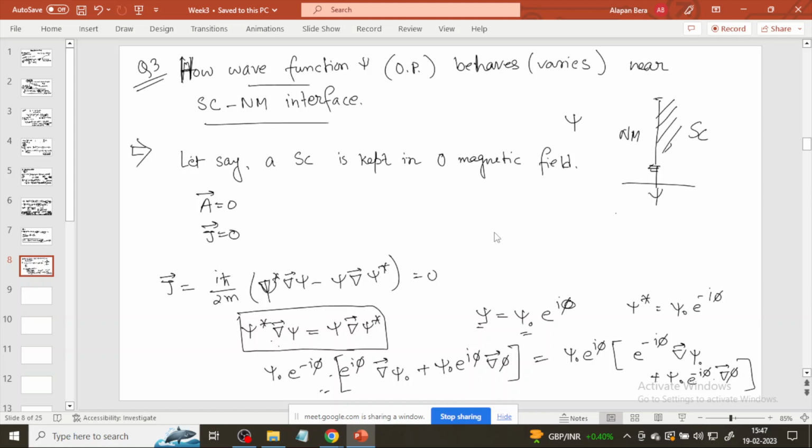Now we take the density of these Cooper pairs throughout the sample to be constant. And the density of Cooper pairs is written as psi naught square. So this term is constant. This means psi naught is independent of space. So this is not a variable of space. So when we take the space derivative of psi naught, this goes to 0. Now what are we left with then?